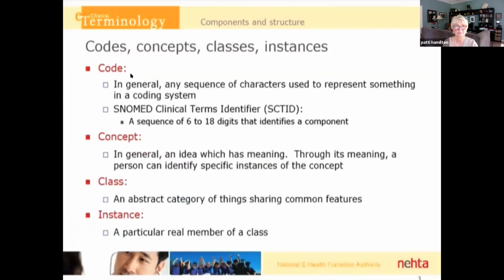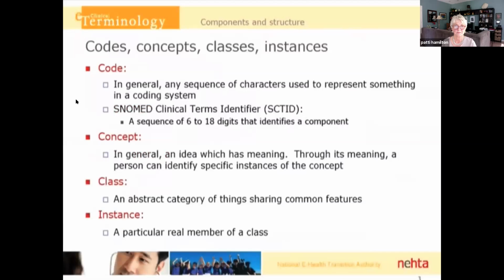It's important to make a distinction between a code, a concept, a class, and an instance. So when we talk about SNOMED, we understand which of these things we're referring to. Obviously, the code is just a sequence of characters used to represent something in the coding system. SNOMED identifiers are called SCTIDs, or SNOMED Clinical Terms Identifiers. And they're a sequence of between 6 and 18 digits, and they identify the components of SNOMED.